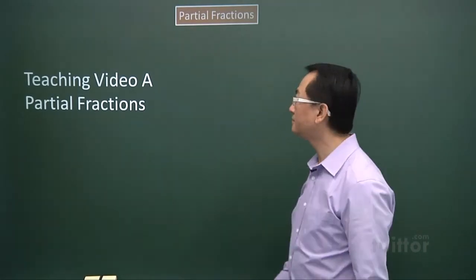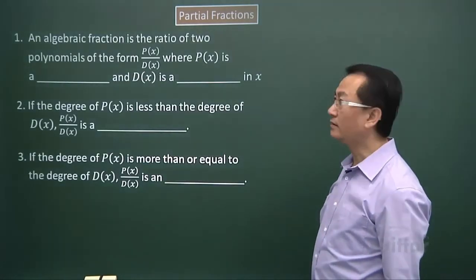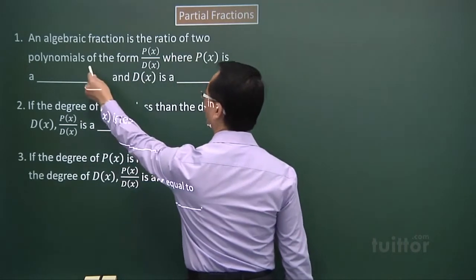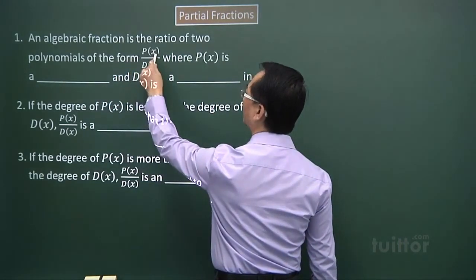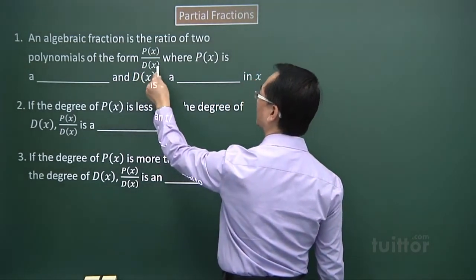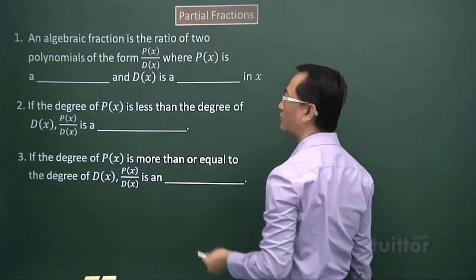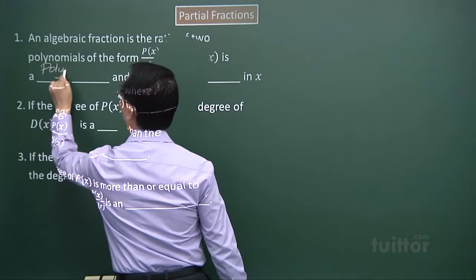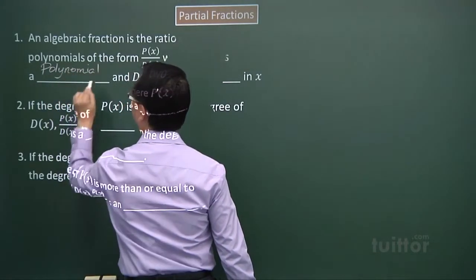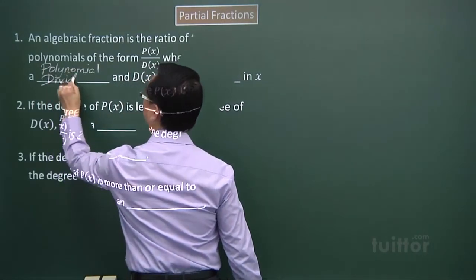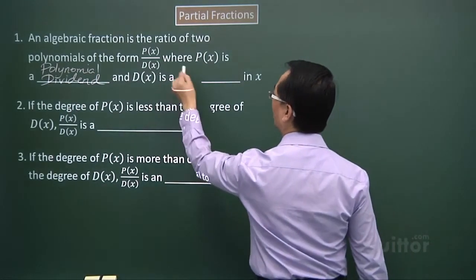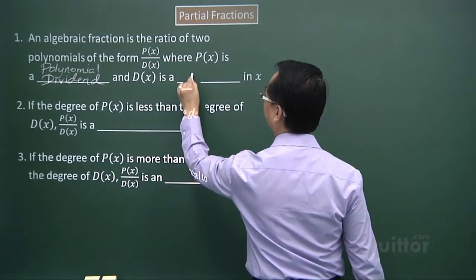We are now looking at the teaching video on partial fractions. So point 1, an algebraic fraction is the ratio of two polynomials of the form P(x) over D(x), where P(x) is a polynomial dividend, and D(x) is a divisor in x.